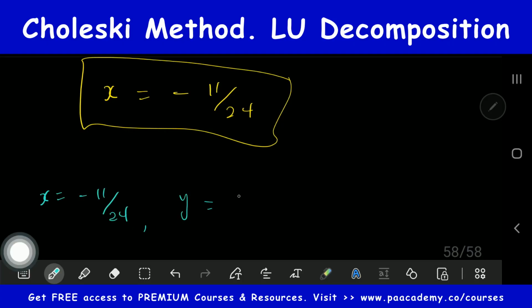Then our y is 1 over 12. And then the value for our z, we got that to be minus 1 over 24. So that is the solution to this question using the Cholesky method. All right, I hope you find value in it.